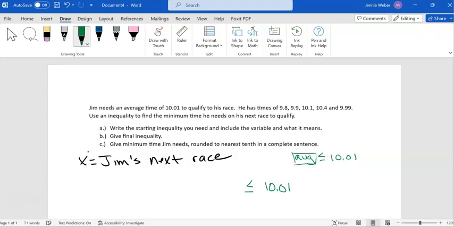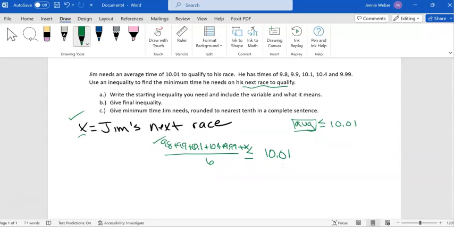We need to write an equation for the average. So how do we find the average? Well, we add up all the times, so in this case, all these times. Then we're going to add in his time for this next race, which is what we're setting, and we're dividing by how many races? 1, 2, 3, 4, 5, and his last one will be 6. So this is the answer to A. This here and this. This is what they're asking for.